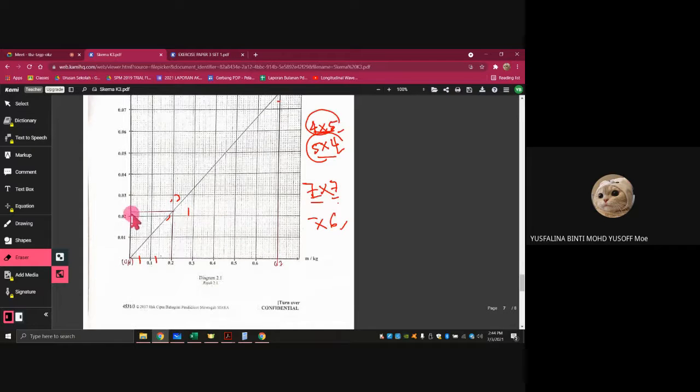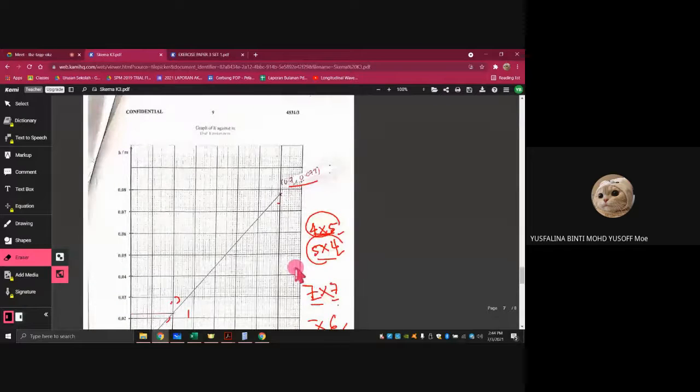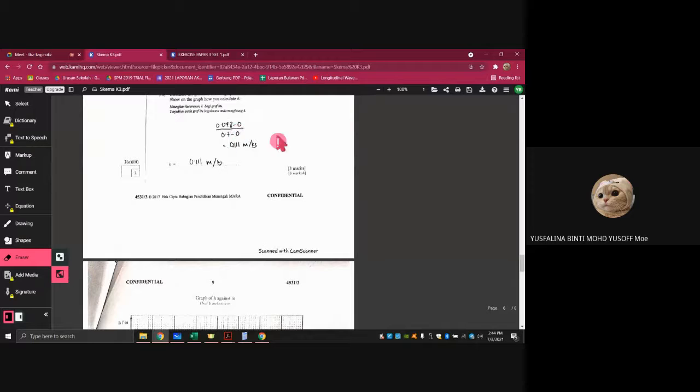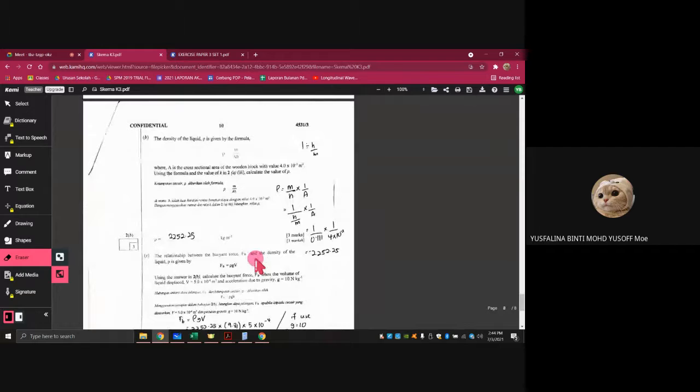Also don't forget, it says show on the graph, meaning you have to do something on the graph. And all the calculation please put here, don't put here, put here. They already give you space, right? So put your calculation here. Then for this one, most of you got it wrong.